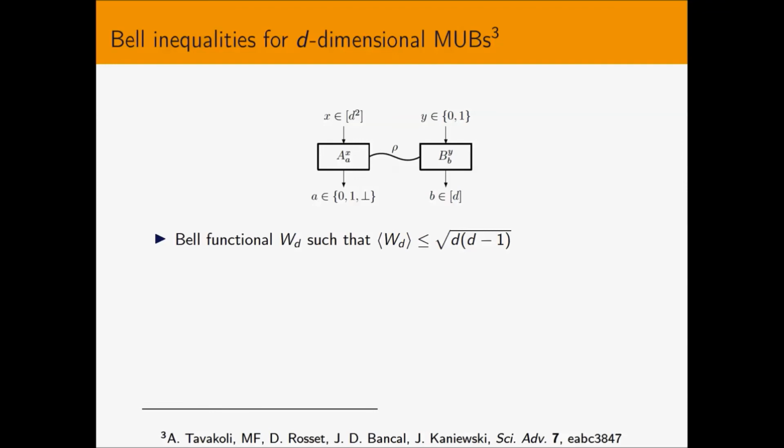We introduce Bell functionals for any D such that the maximal value you can get for any quantum state and measurements is this square root of d minus 1. And this maximal value actually certifies that the measurements that I use here must be MUMs. And in fact, any pair of MUMs will give you, with a suitable state, this maximal value.